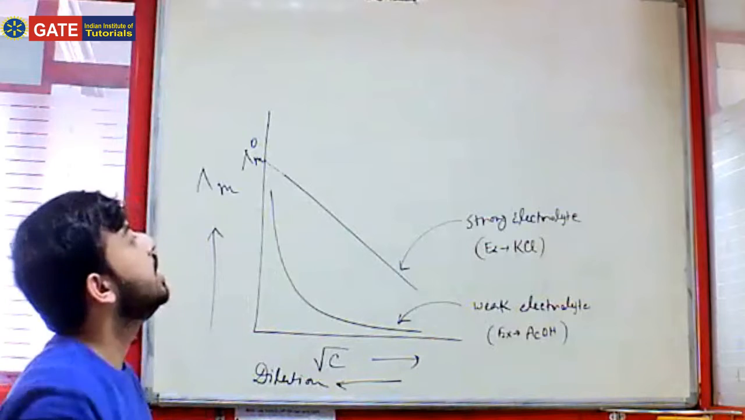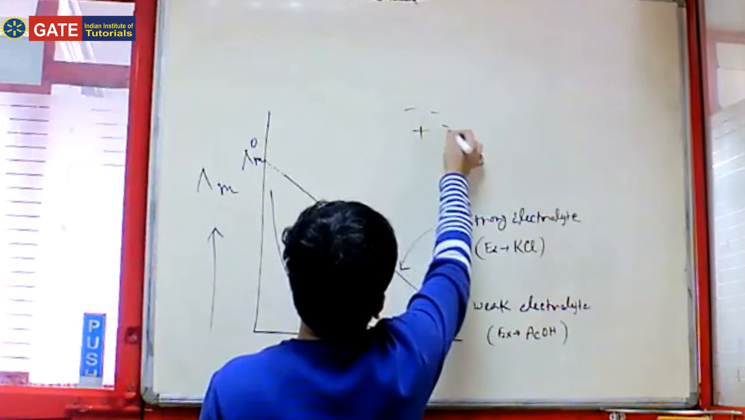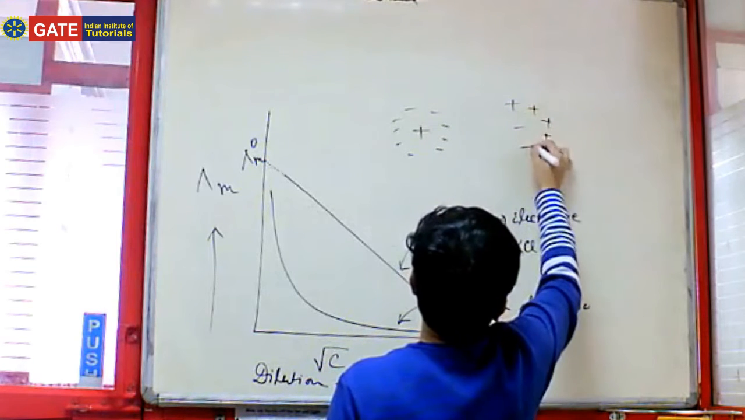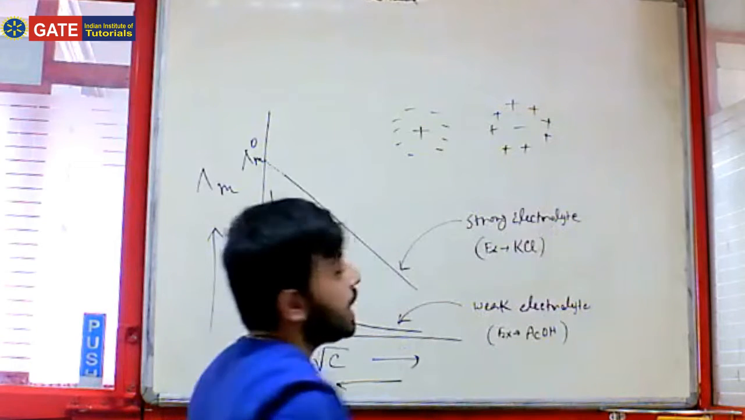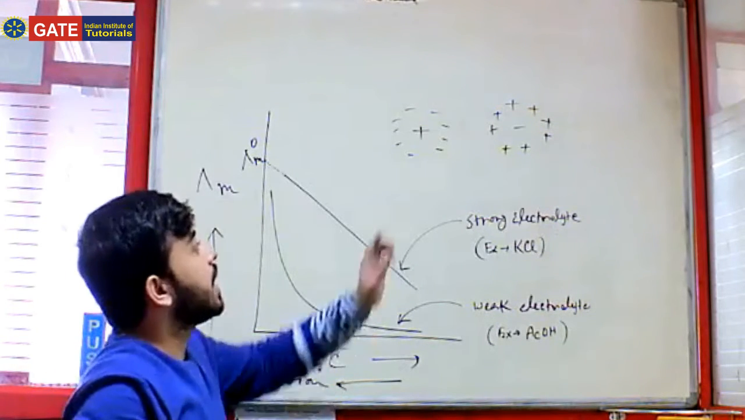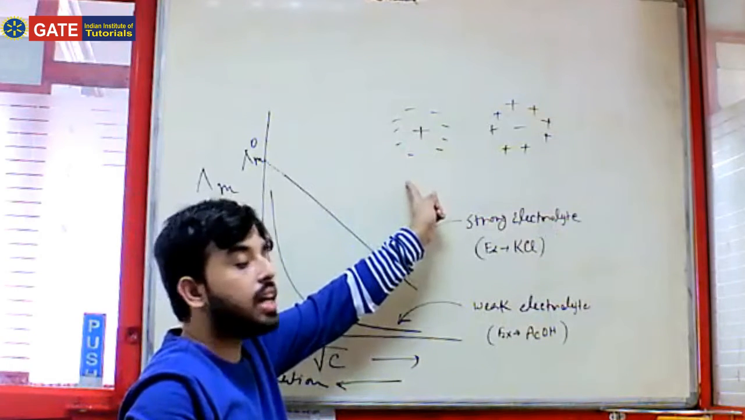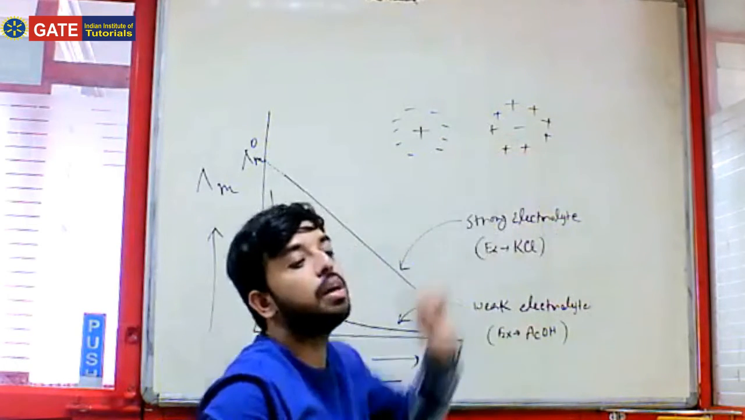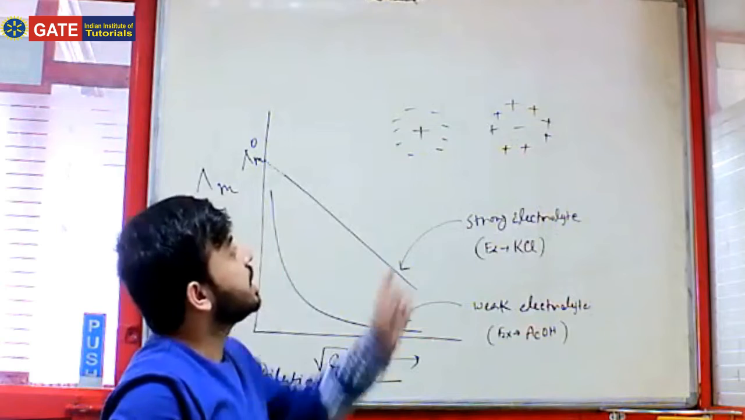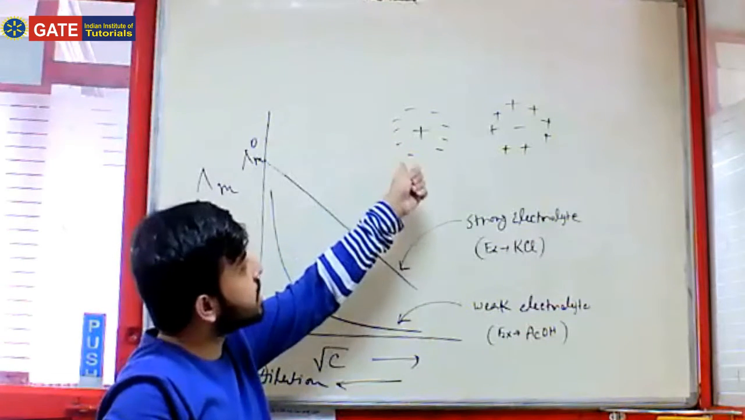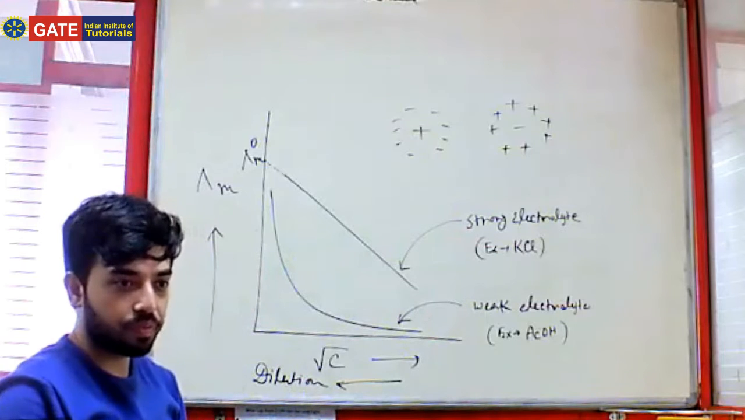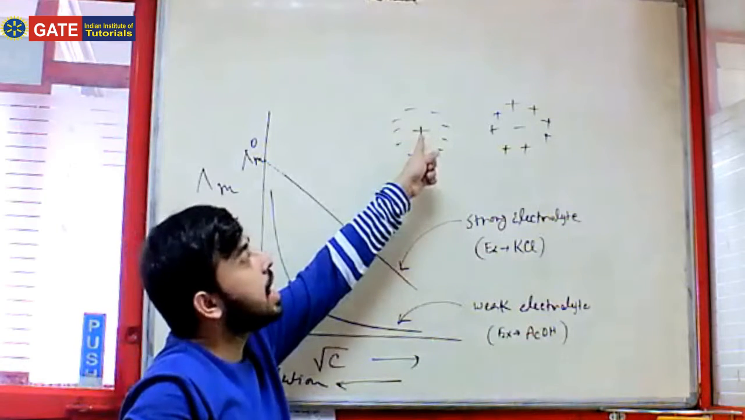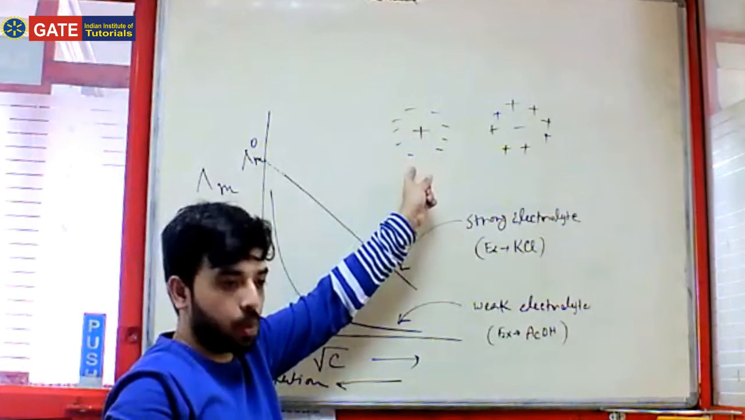This is a theory, okay? You can think of a positive ion as surrounded by negative ions, and vice versa, a negative ion is surrounded by positive ions. This is called the central ion. This is called the ionic atmosphere. It's not there in your book, okay? Just listen to me carefully. I'll note it down. This is the central ion, and this is the ionic atmosphere.